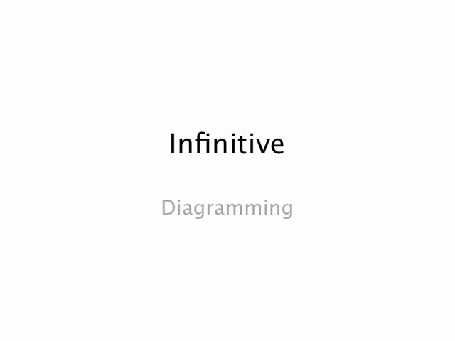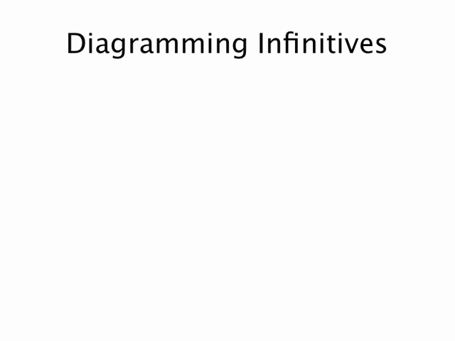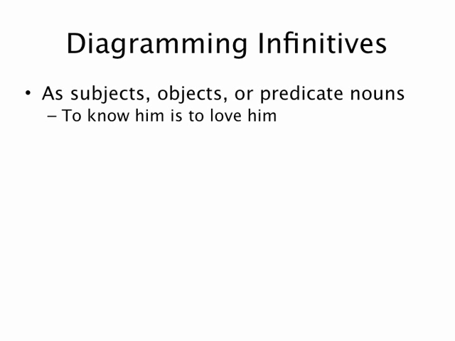Okay, we're going to be talking about diagramming infinitives tonight. So we have to remember that infinitives can be nouns, adjectives, or adverbs, so each of them is going to be diagrammed differently. We're going to start with talking about diagramming a noun. And since it's a noun, it can go in the subject spot, the object spot, or the predicate noun spot.